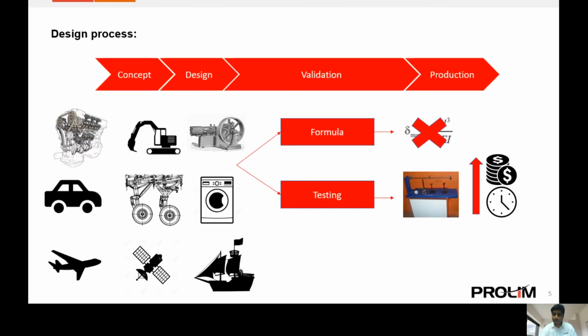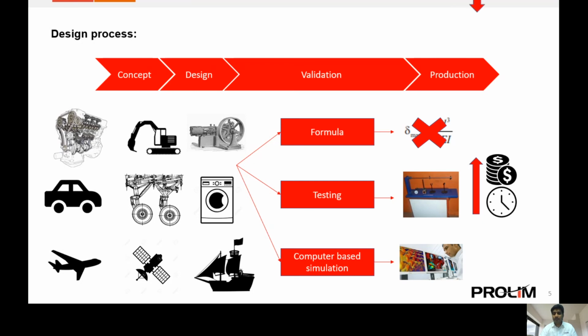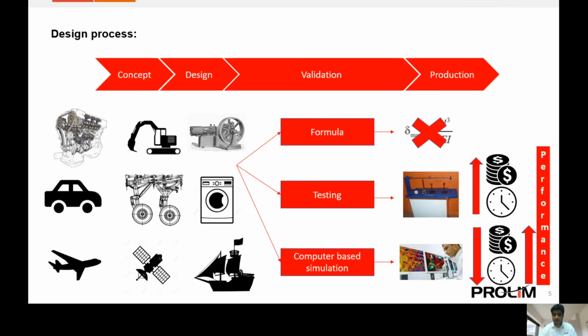That's where the third approach comes in, that is computer-based simulation. If you compare this computer-based simulation with the first and second approach, on the accuracy side, it is somewhere between 80 to 90%. But this does not consume a lot of time and a lot of money. In turn, it increases the performance in addition to the reduction of cost and time.